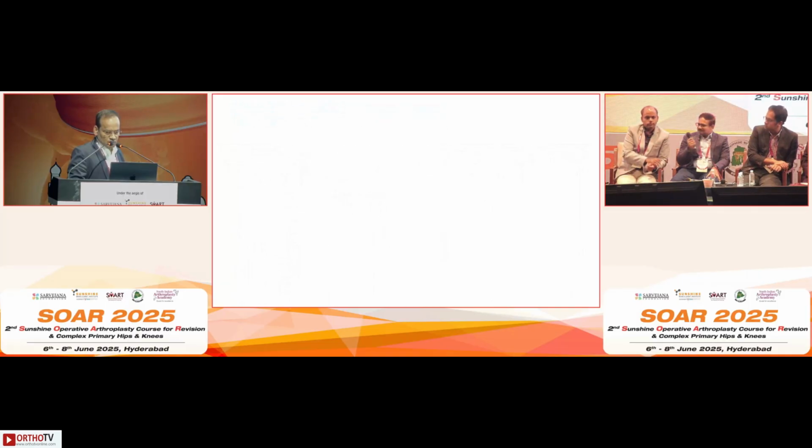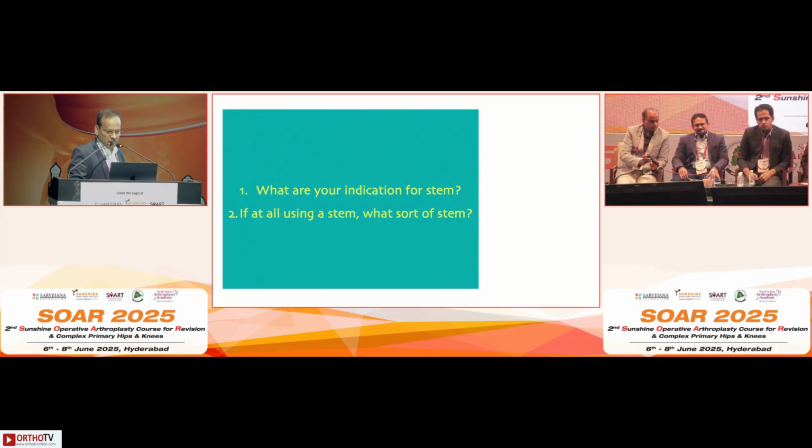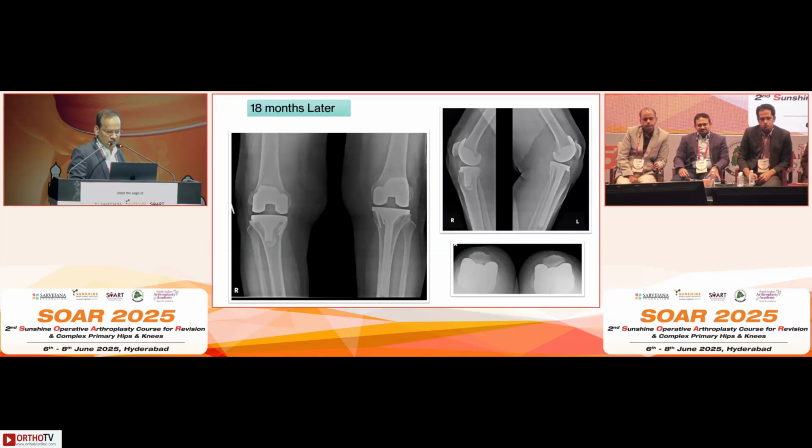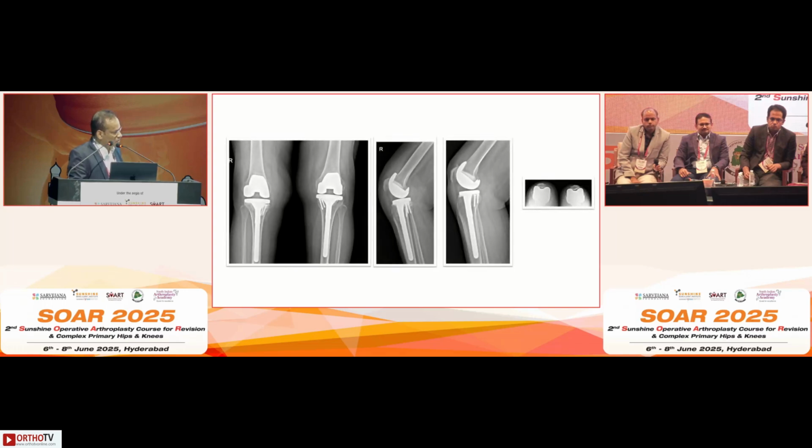Fine. So this is what I did 12 years back, but after 18 months, the right side started to fade. In the older days the short stubby stem was not available. Because it failed, we revised it to a stem. So the take-home message is, if the bone quality is poor or there is a defect, use a stem.